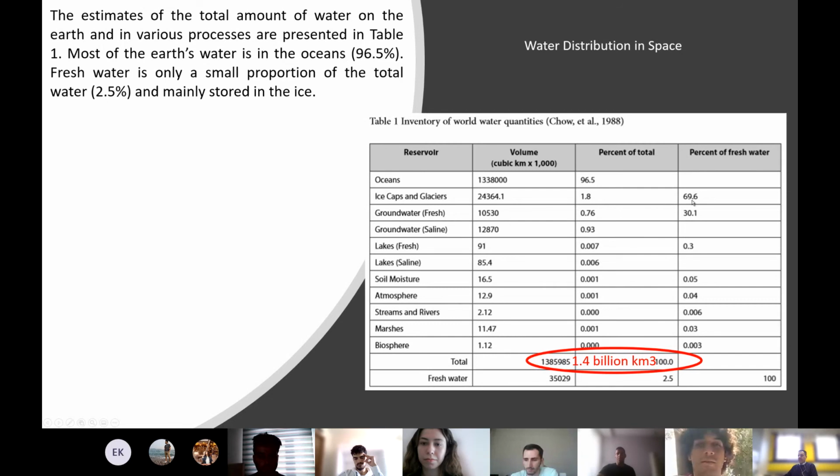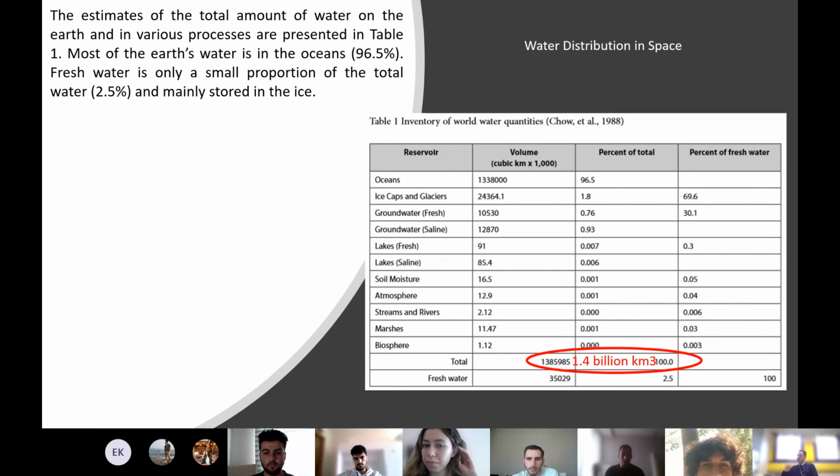So you see that approximately 70% of the available fresh water is in glaciers and ice caps, far from our use, yeah? Look, fresh water is only 2.5% of the Earth's water. And from that small 2.5%, approximately 70% is glaciers. So think about how small the volume of fresh water is.